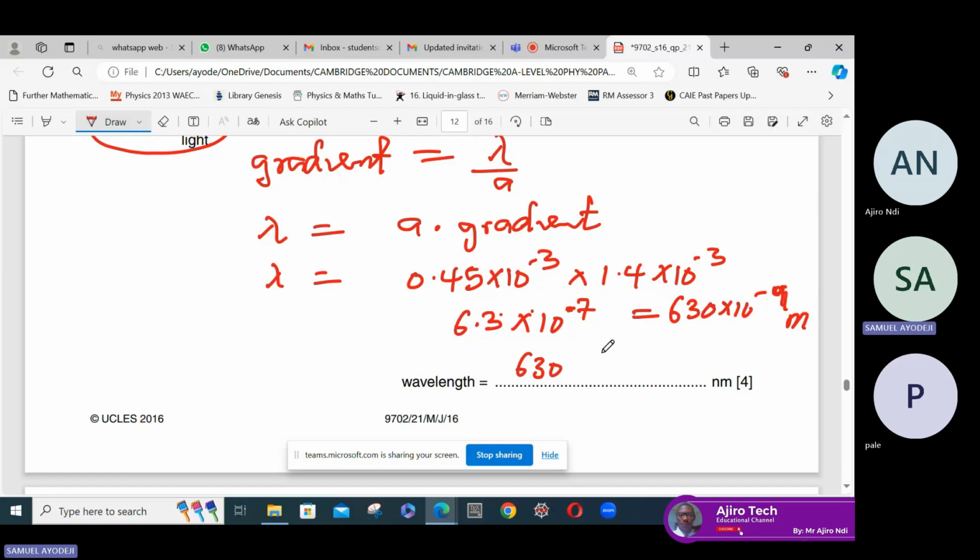Do you understand why I got 6 from here to 630? When you move this point to the right, the power of negative will increase in the standard form. When you have 6.3, if you move it 1, that should give you 63. You move it 2, that should give you 630. So in mathematics, it will be 630. So this is correct. So 630 nanometer will be correct.